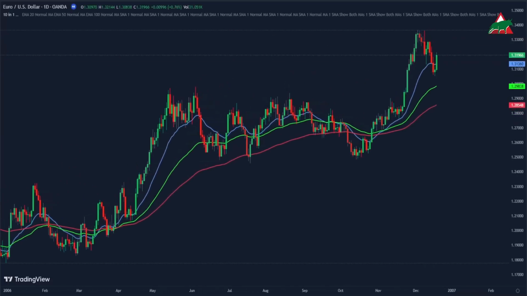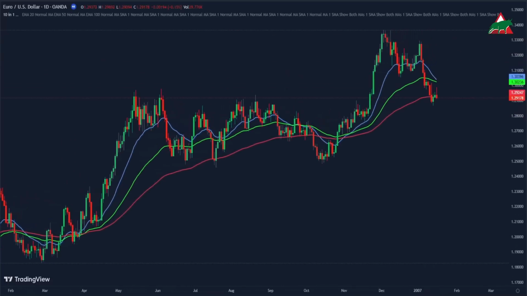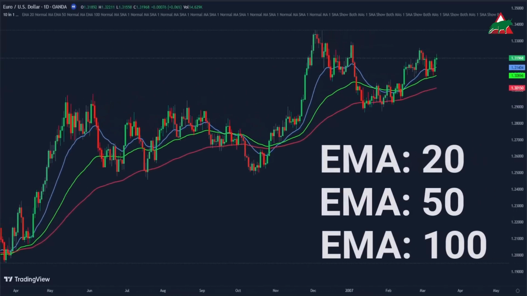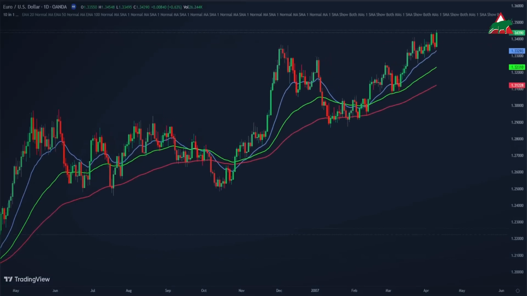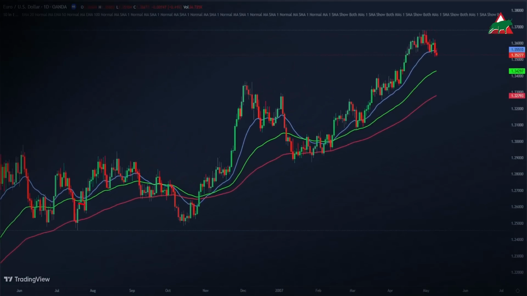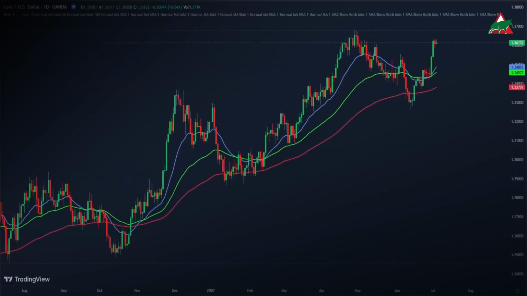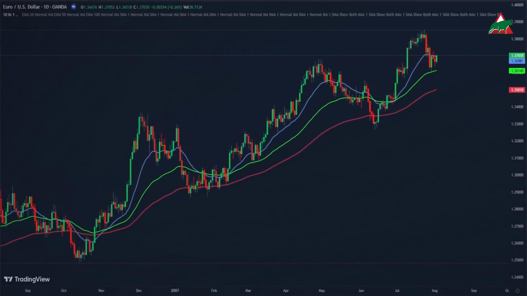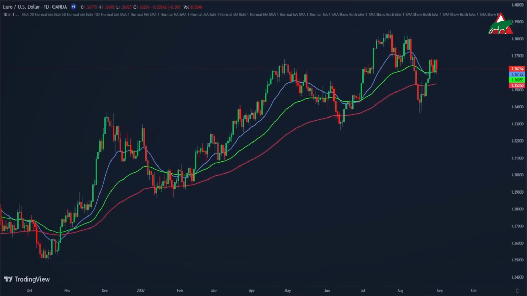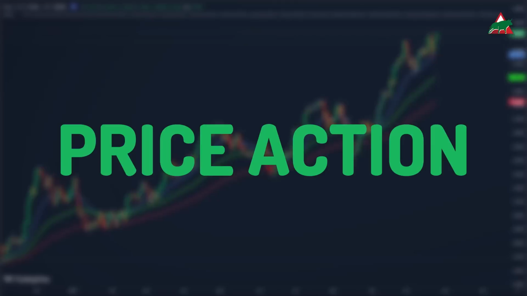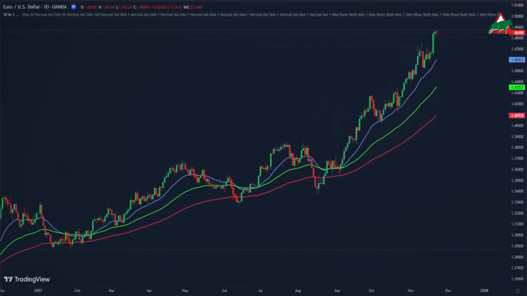For this scalping strategy, we'll be using 3 exponential moving averages, the 20, 50, and 100 period EMAs. These EMAs act as support and resistance zones, which hold the price within the channel and reduce false breakouts. They allow you to enter trades after the price breaks through the channels. This strategy is based on the trend, price action, and current market momentum.